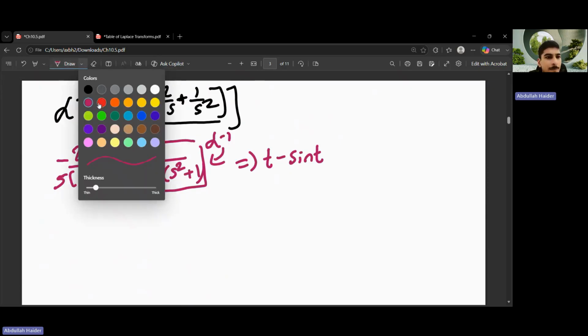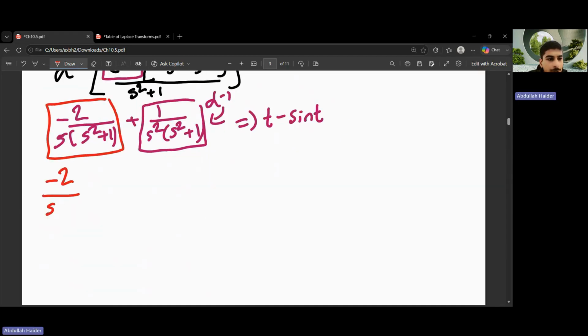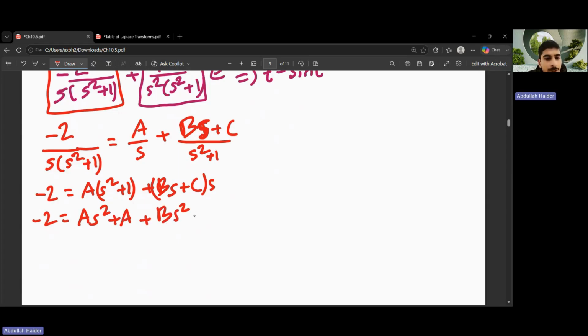So we need to find the inverse Laplace of this, which means we need to split this into new partial fractions. So minus 2 over s squared plus 1 is equal to A over s plus Bs plus C over s squared plus 1. So minus 2 is equal to A times s squared plus 1 plus Bs plus C, this multiplied by s. So minus 2 is equal to A s squared plus A plus Bs squared plus Cs.